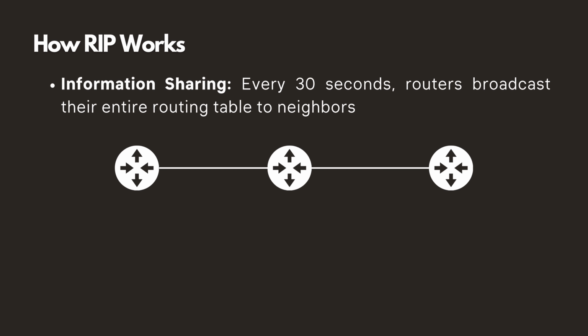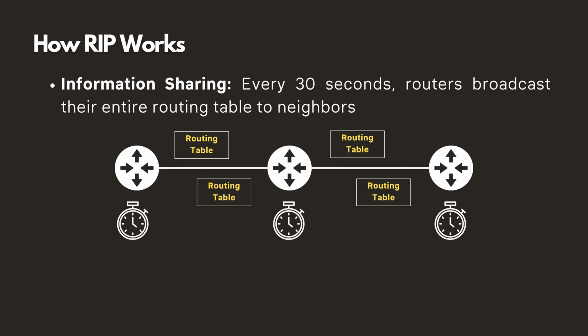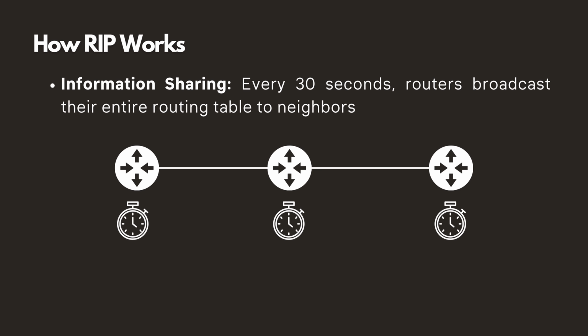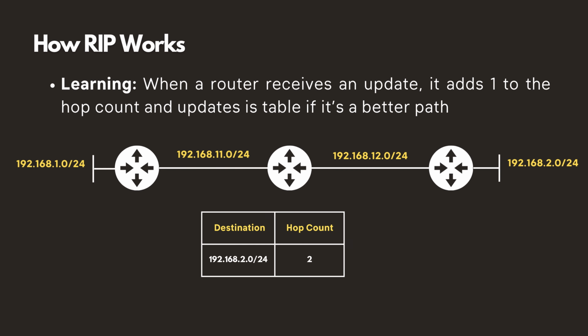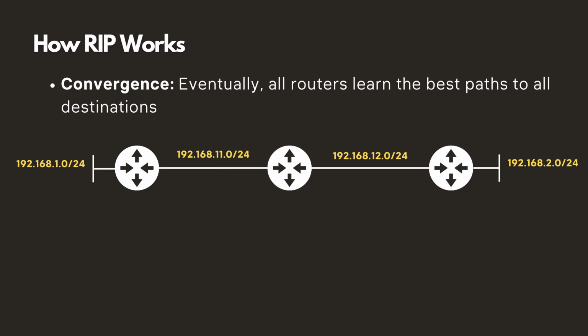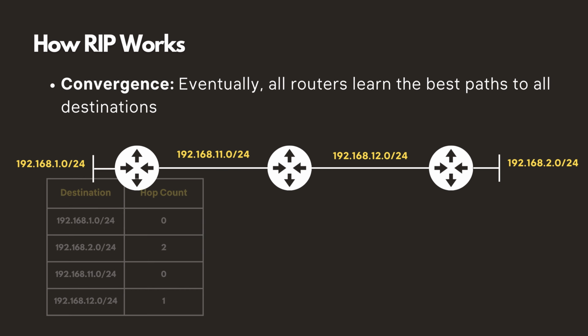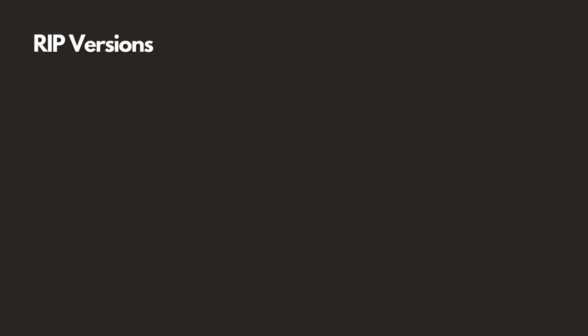And then comes the information sharing. Every 30 seconds, routers broadcast their entire routing table to neighbors. After that, the router learns the update. It adds 1 to the hop count and updates its table if it's a better path. After sharing information and learning updates, eventually there will be convergence in the network, where all routers learn the best paths to all destinations.